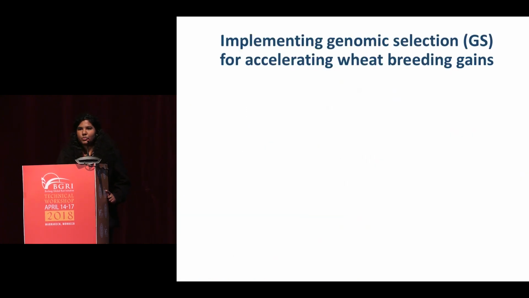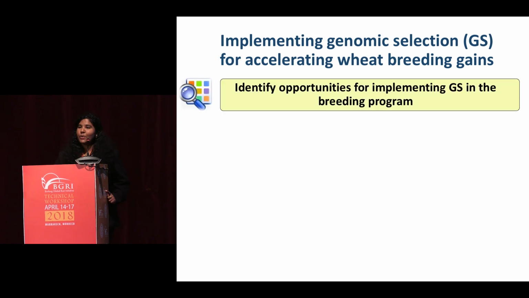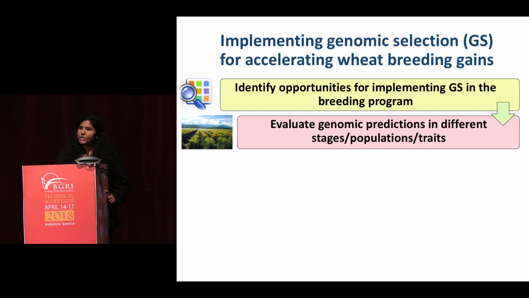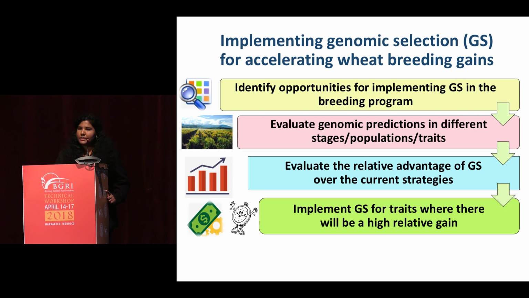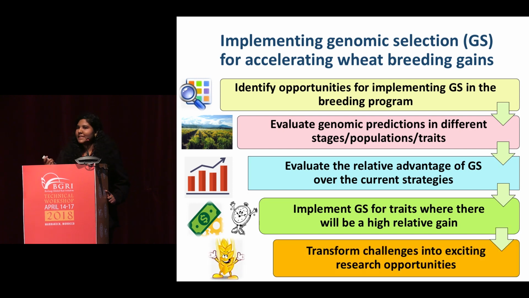What are the major steps if you want to implement genomic selection in any wheat breeding program? The first step is to identify opportunities in the breeding program. Where does GS fit in the program? What are some of the traits that you can use GS for? Then evaluate the prediction models, genomic predictions for different traits, different populations, or different stages of the breeding program. Then evaluate the relative advantage of genomic selection over our current strategies or over phenotypic selection. The next step is to implement GS for traits where you will see a very high relative gain compared to our current strategies. And this is the most exciting step to me.